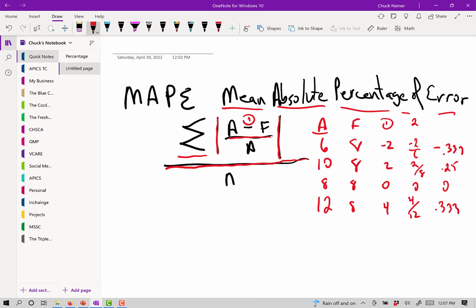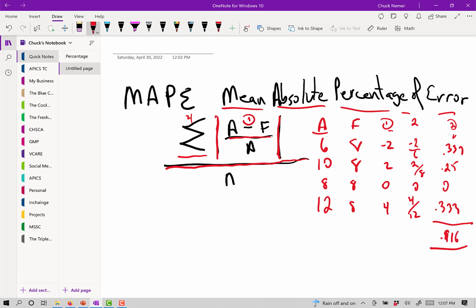So that takes us through this next step here. We took actual minus forecast first, then we divided by the actual to get these numbers here. Then it says we take the absolute value next, so we're getting rid of the sign. I'll erase these on the right side. And then we add them up as our next step. So we add these all up and we get 0.333 plus 0.25 plus 0 plus 0.333, and we get 0.916.